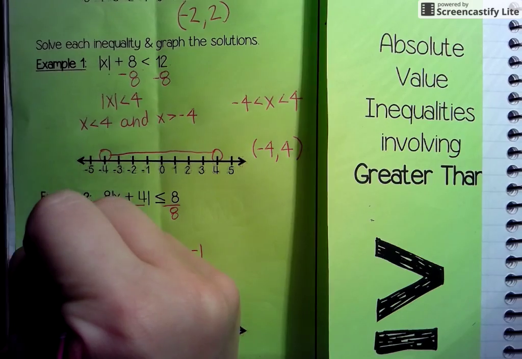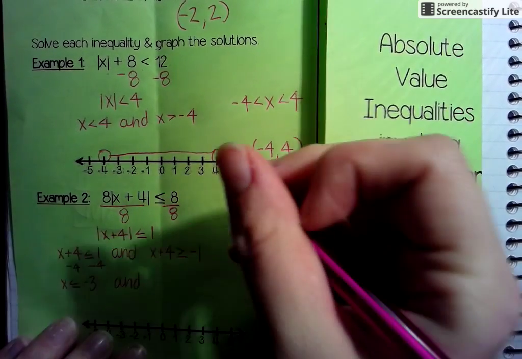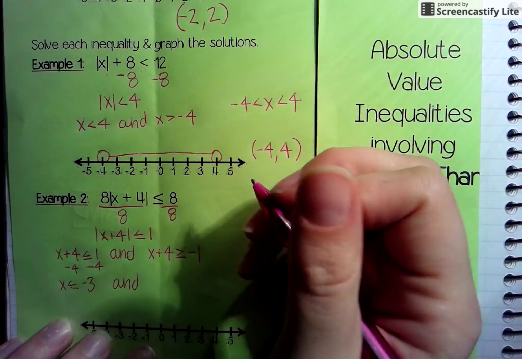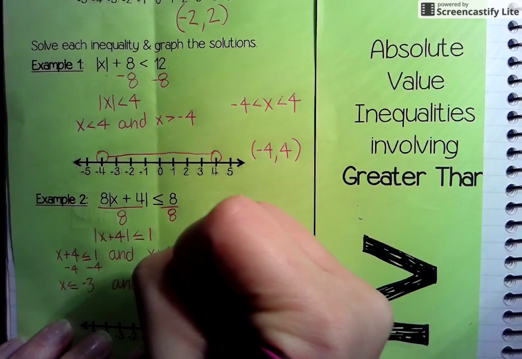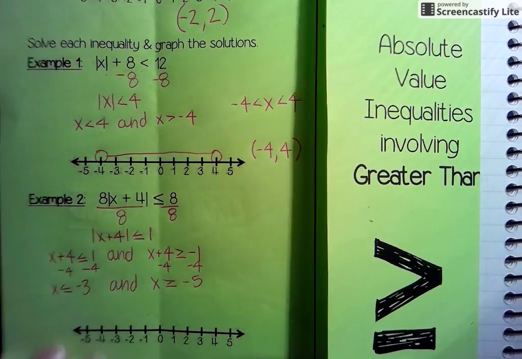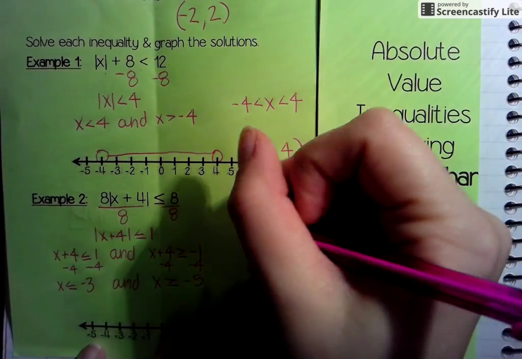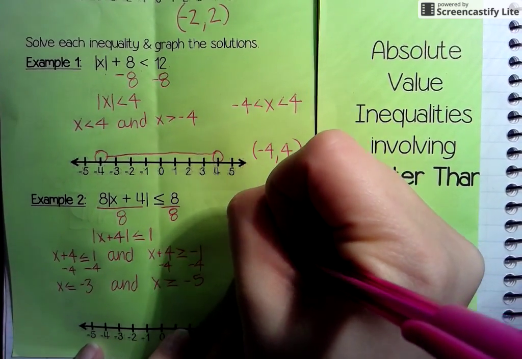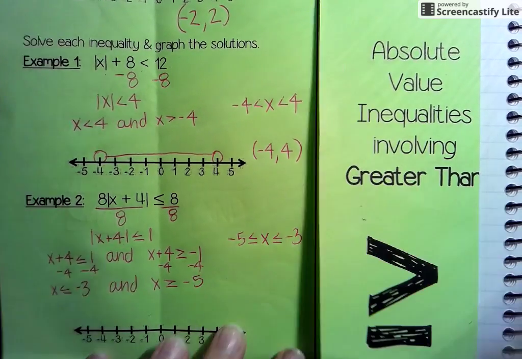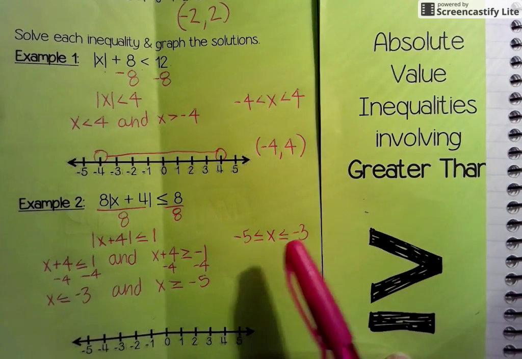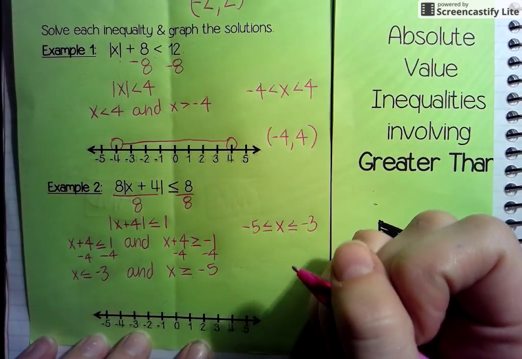So I have x is less than or equal to -3, and x plus 4 is greater than or equal to negative 1. I'm going to subtract 4 on both sides. So I have x is greater than or equal to negative 5. So in this case, I could write it so I want the least number first. So I have negative 5 is less than or equal to x, which is less than or equal to negative 3. That would make sense because it's least to greatest, but you don't have to convert it to that. You could just leave it as this.